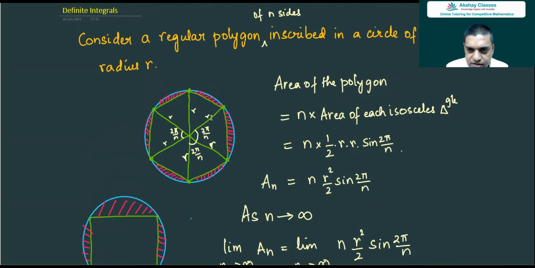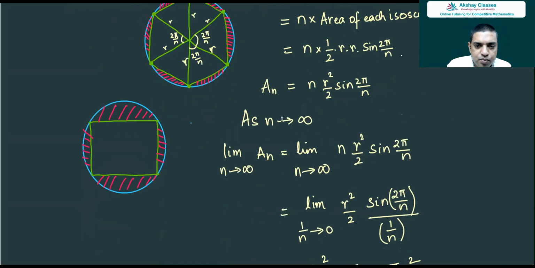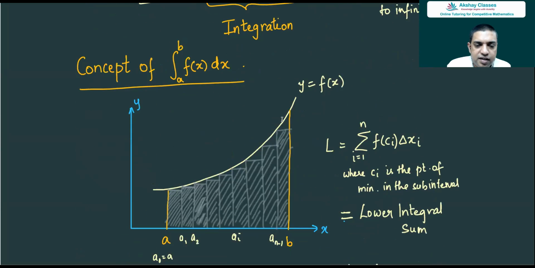Like yesterday, we discussed how the area of the circle is the sum of the areas of the triangles formed by a regular polygon. So we computed and showed this.